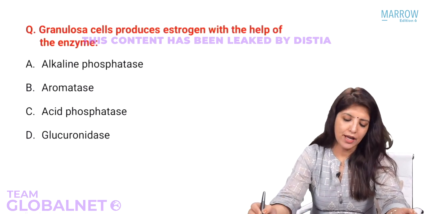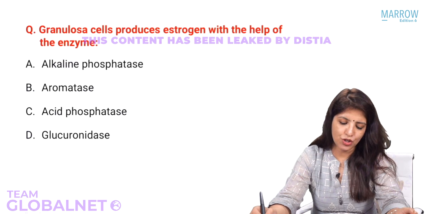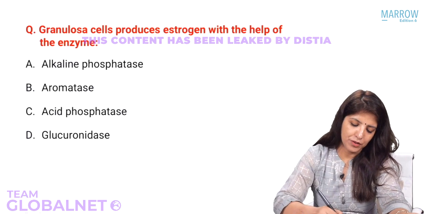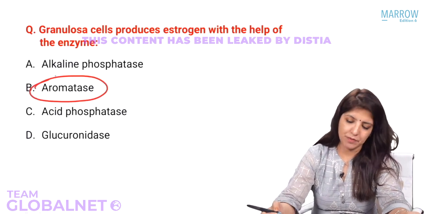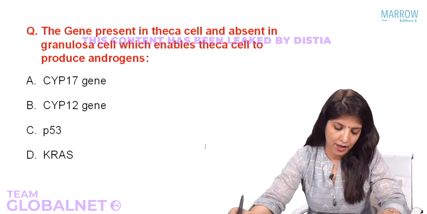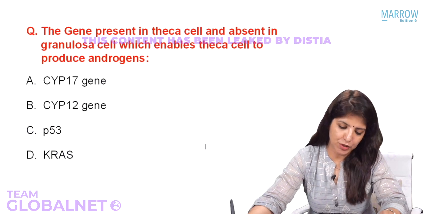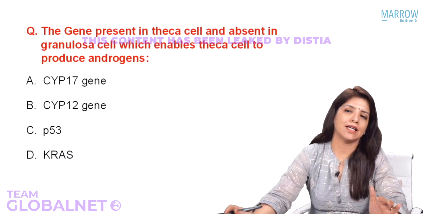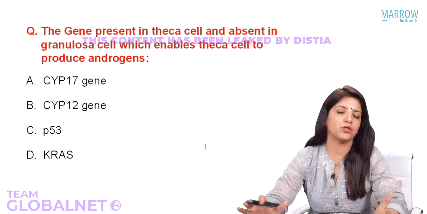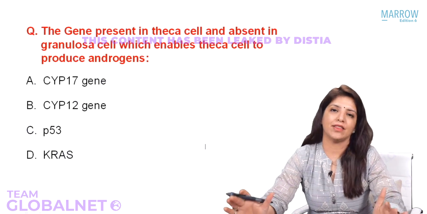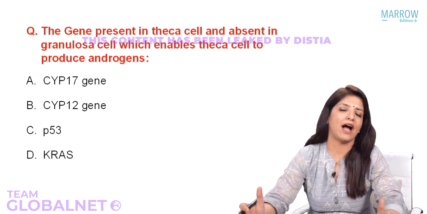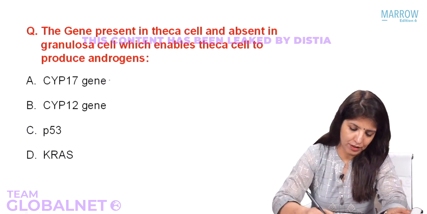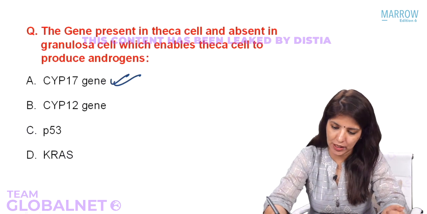Then next question. Granulosa cells produce estrogen with the help of which enzyme? With the help of enzyme aromatase. So the next question. The gene present in theca cell and absent in granulosa cell which enables theca cell to produce androgen. So we saw that in theca cells CYP17 was present, which was absent in the granulosa cells, and that is why theca cells were able to produce androgens from the cholesterol, right? So the answer is CYP17 gene.